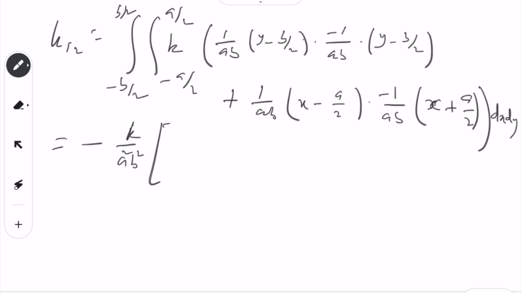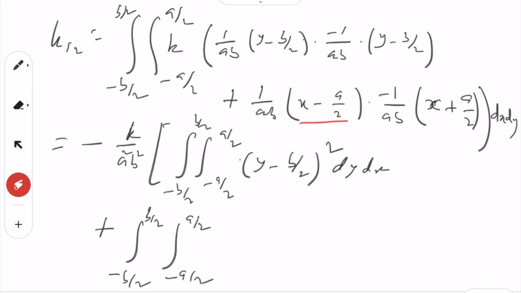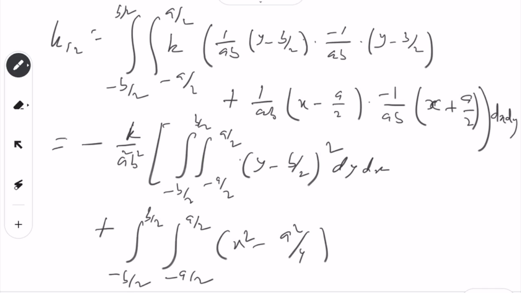Okay, maybe we separate them out first. So minus b over 2, b over 2, a over 2 minus a over 2, and then y minus b over 2 square dy dx, plus minus b over 2 minus a over 2, and then we get x square minus a square over 4 dy dx. Okay, close.